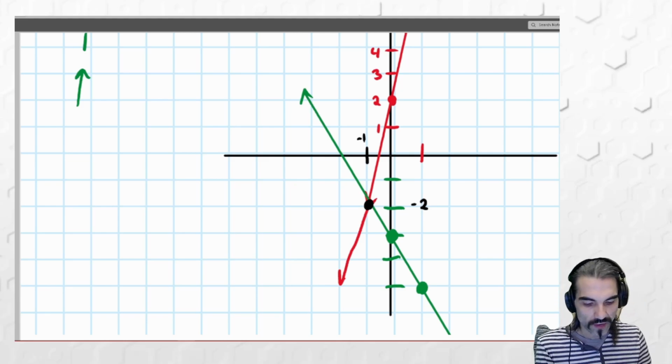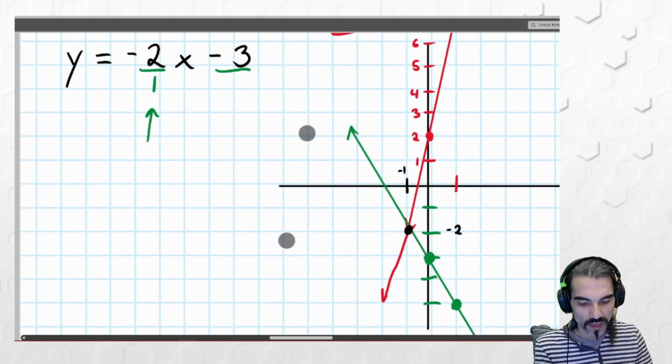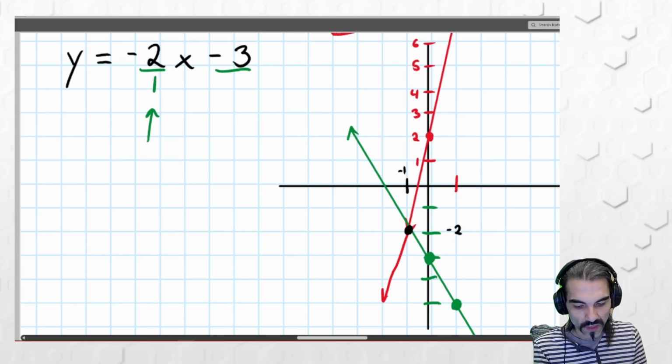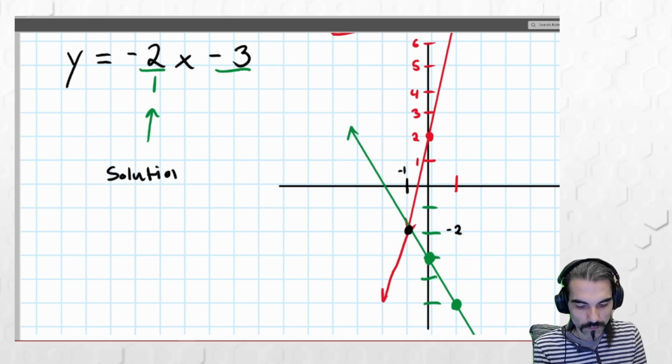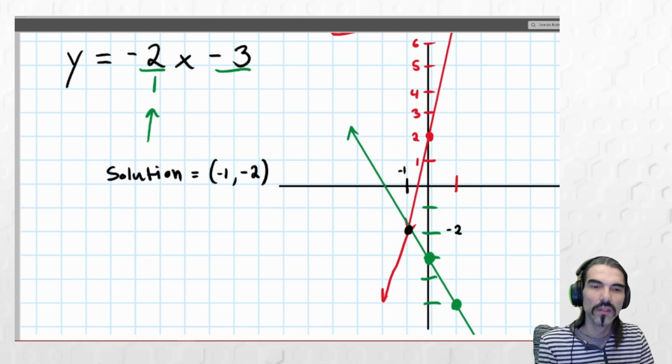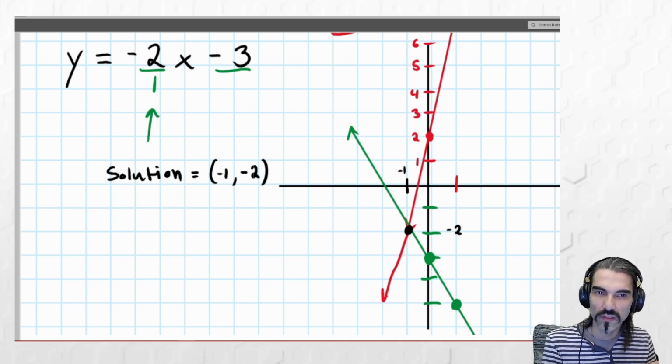And as always, we have to make sure that we state the solution as an xy coordinate. So we're going to say solution equals -1 comma -2. And that concludes this particular case.